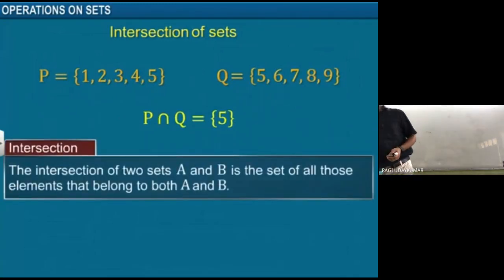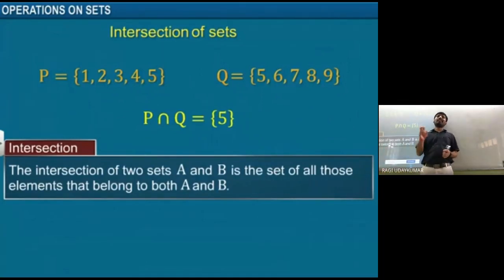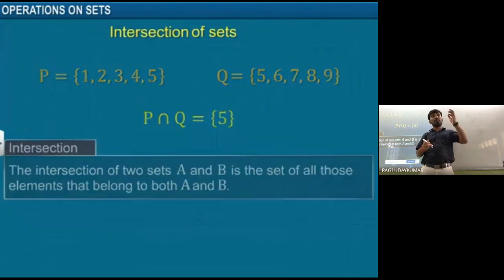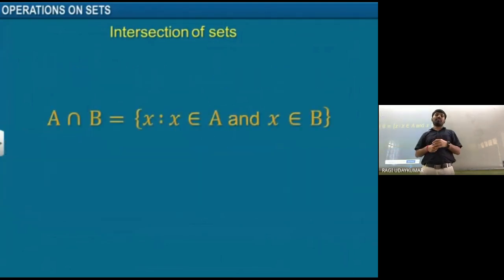So the intersection of the two sets A and B is the set of all those elements that belong to both A and B. That means it should be present in A as well as in B. So A intersection B is nothing but, in union we say OR, and in the case of the intersection we say AND.